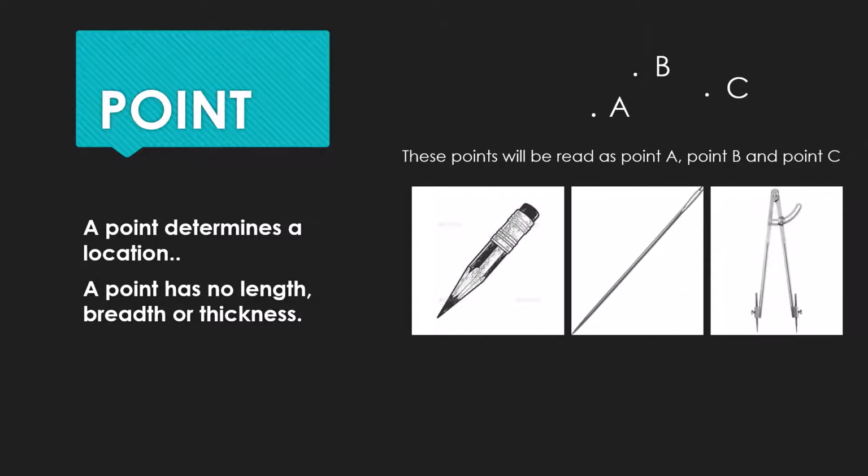Here are some models of a point: the sharpened end of a pencil, the pointed end of a needle and the tip of a compass. From all these we can make a sharp and thin point.